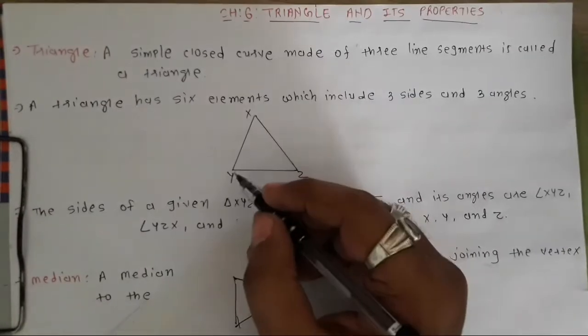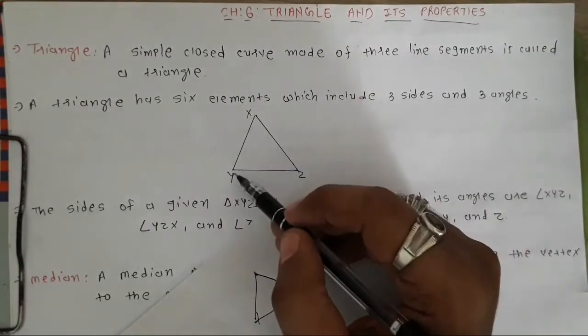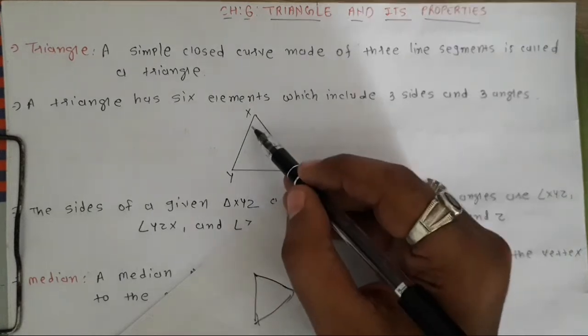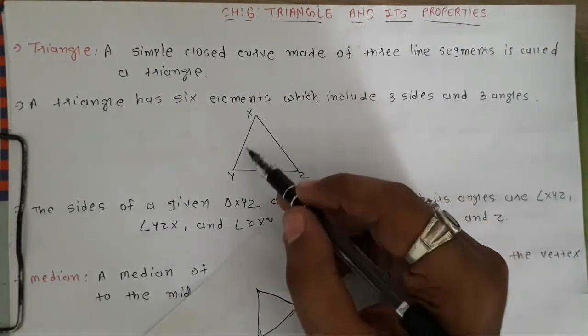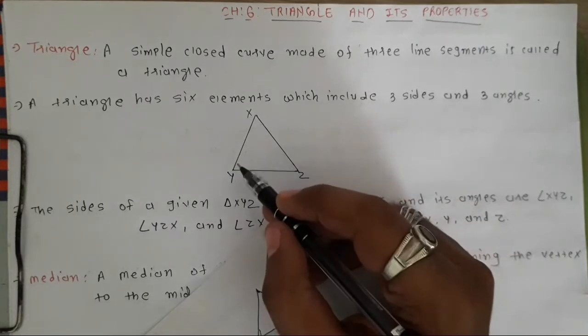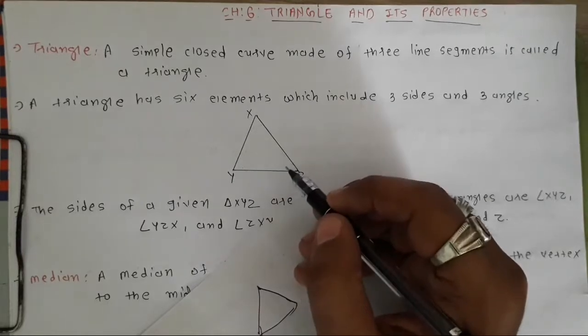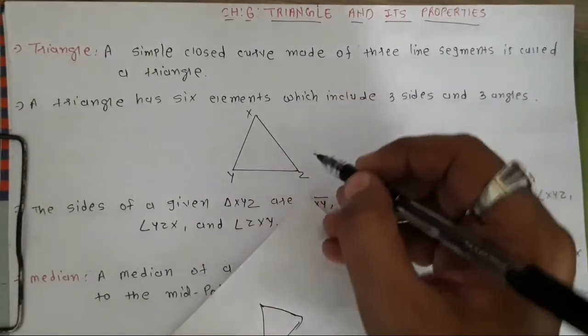So in a triangle here we can see three sides are there: XY, YZ and ZX, and three angles are there. This one will be my first angle, second angle and third angle. Also, three vertices or vertexes are there. These points are called vertices or vertex. So here, this is point X, point Y, point Z.